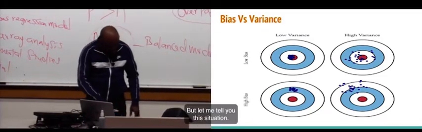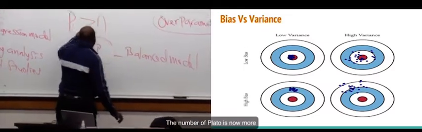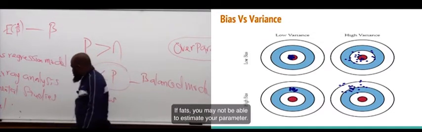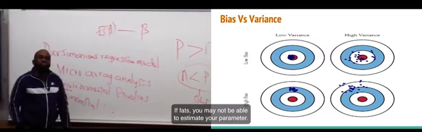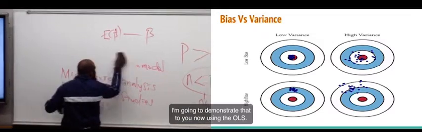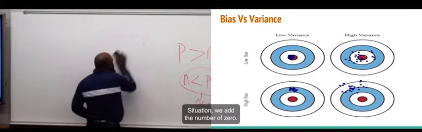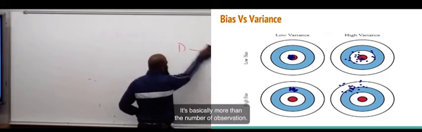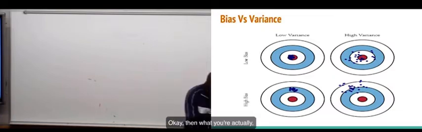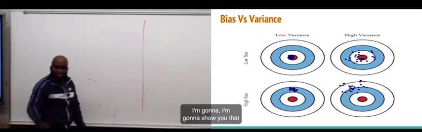But let me tell you this. In a situation where the number of predictors is now more than the number of observations, you know what is going to happen? In fact, you may not be able to estimate your parameters. I'm going to demonstrate that to you now using the OLS. I'm going to say that again. In a situation where the number of predictors is more than the number of observations, then what is going to happen? The OLS will be impossible. I'm going to show you that now.